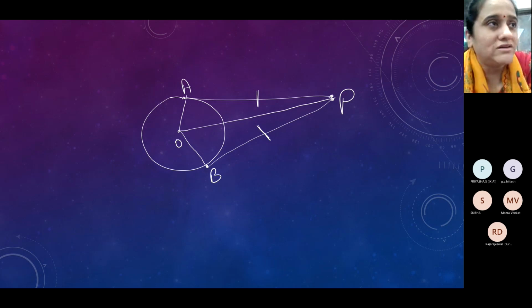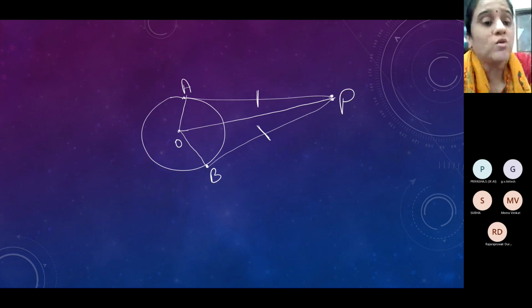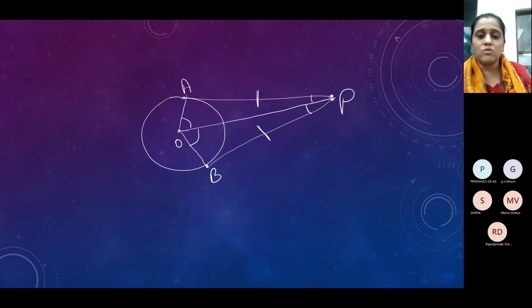Now remember this result. Then what did we do? We joined the points of contact to the center of the circle. And we also joined the center to the external point. So now we have a figure like this. Now let's understand these angles. What are these angles called? This angle and this angle, what are they called?